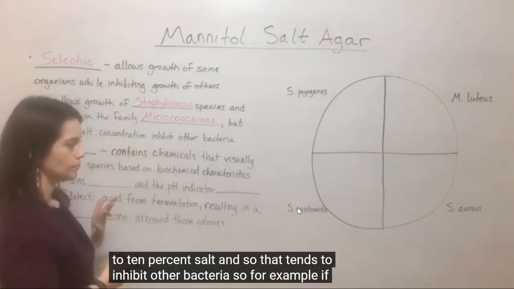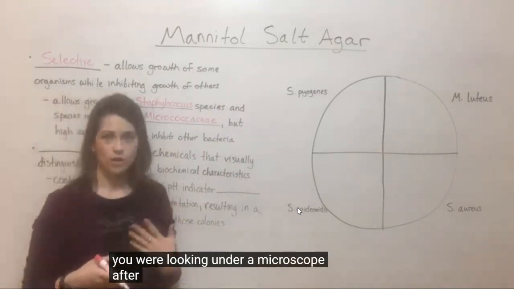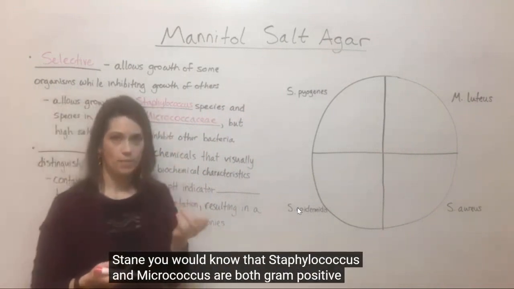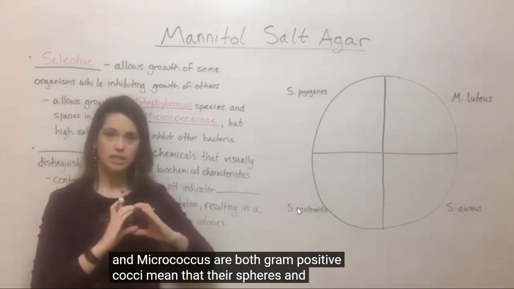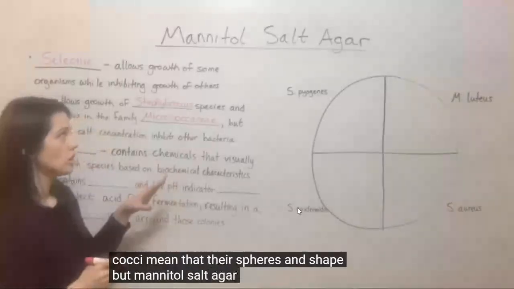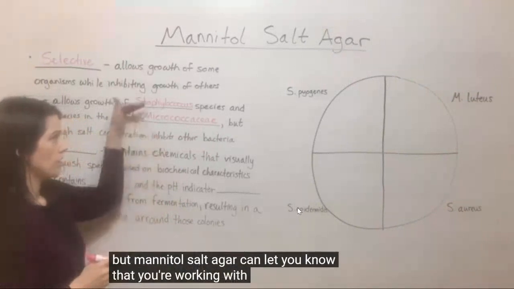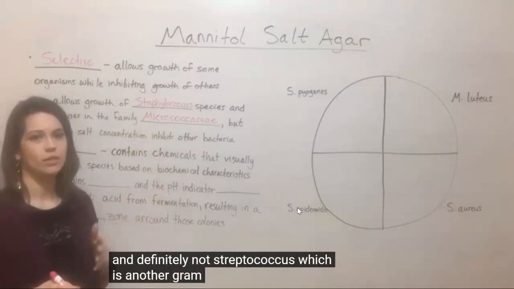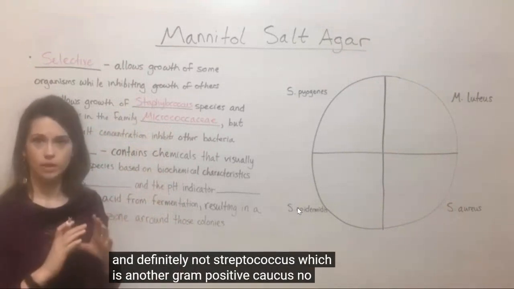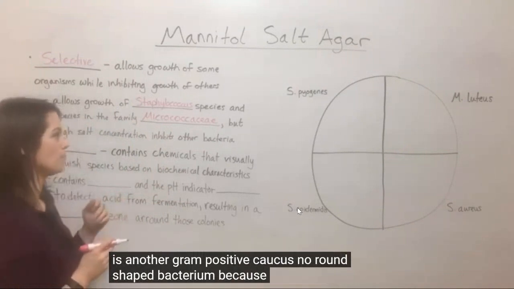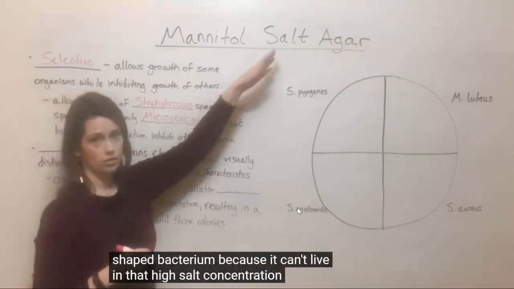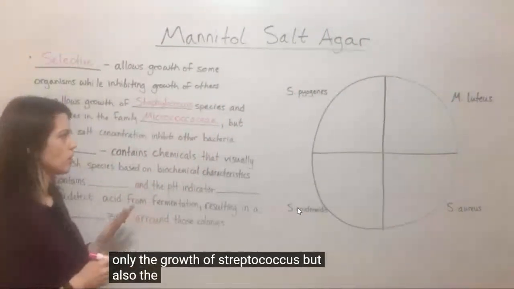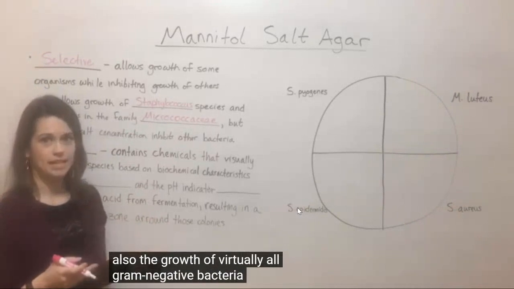So for example, if you were looking under a microscope after having done a gram stain, you would know that Staphylococcus and Micrococcus are both gram-positive cocci, meaning that they're spheres in shape. But mannitol salt agar can let you know that you're working with either Staphylococcus or Micrococcus, and definitely not Streptococcus, which is another gram-positive coccus, round-shaped bacterium, because it can't live in that high salt concentration. So the high salt concentration inhibits not only the growth of Streptococcus, but also the growth of virtually all gram-negative bacteria.